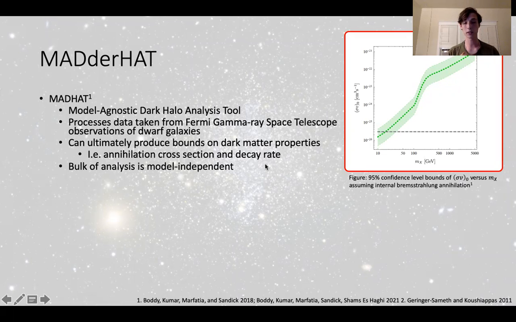And it turns out that this model independence is very nice. It allows MadHat to be very flexible. We can use a bunch of different dark matter models, including some of the more exotic variety. And we can do this much more easily than some programs with similar goals.